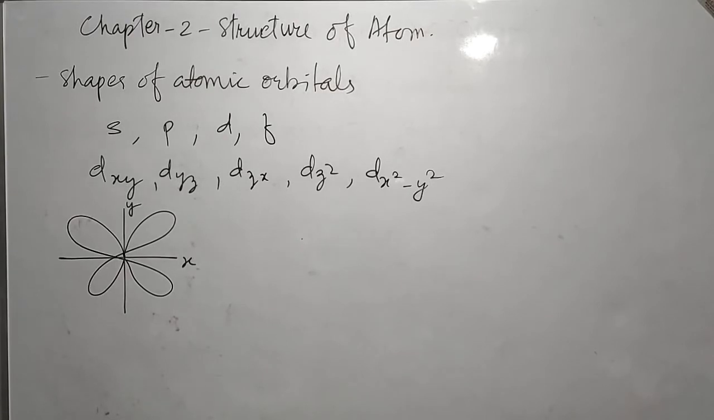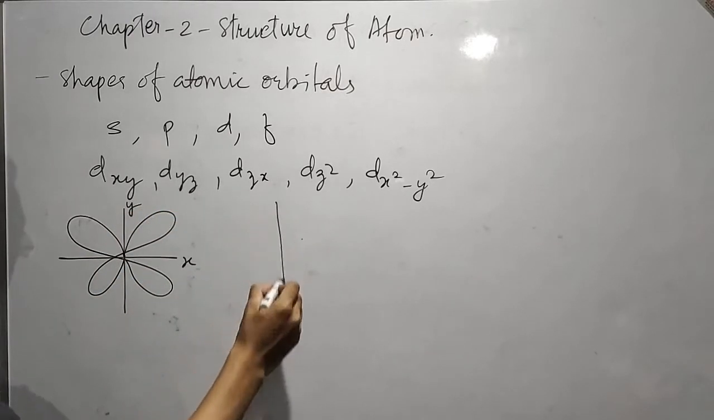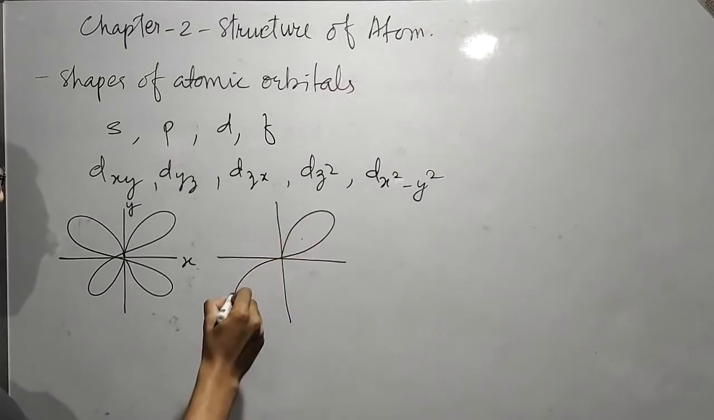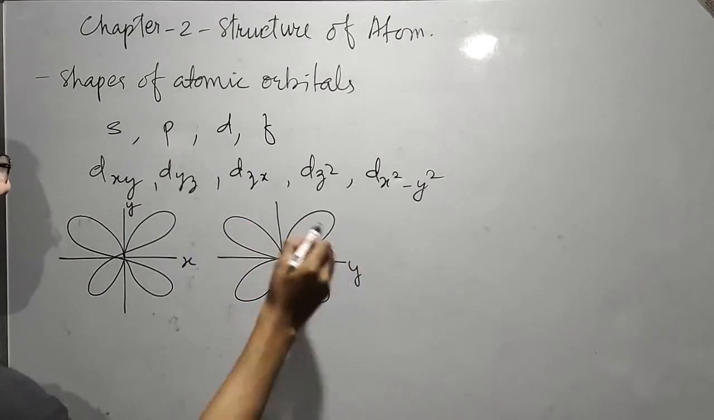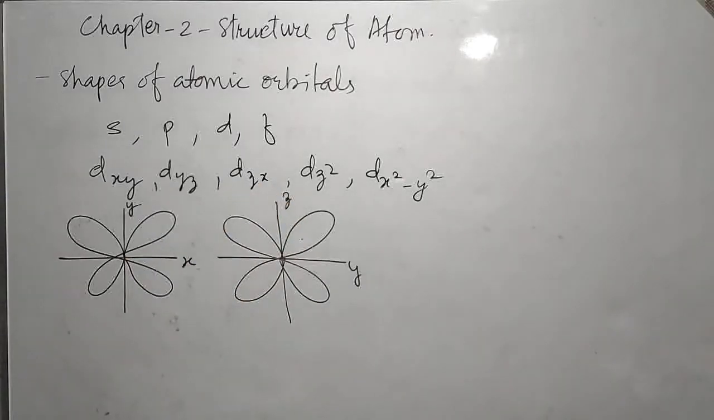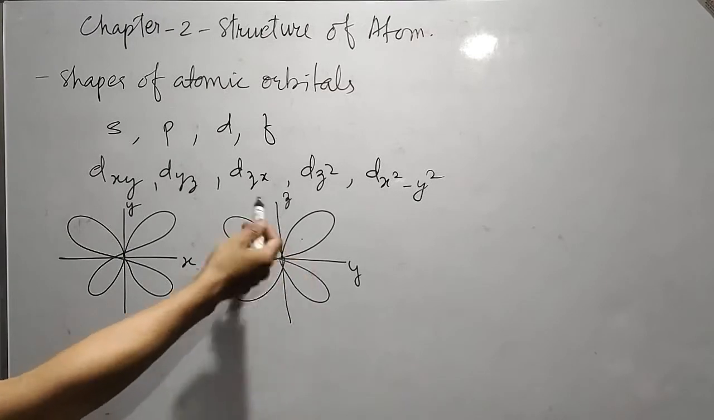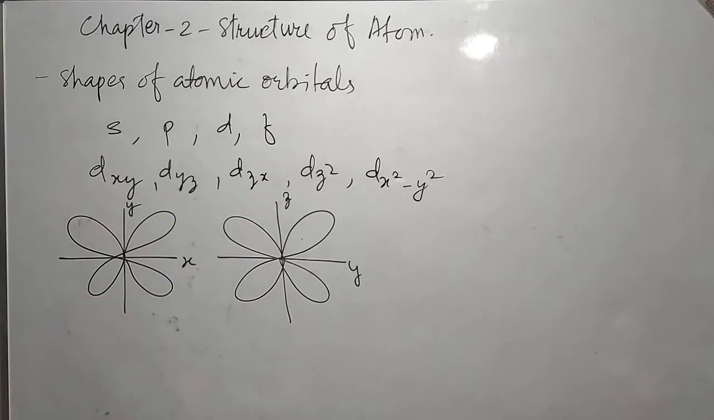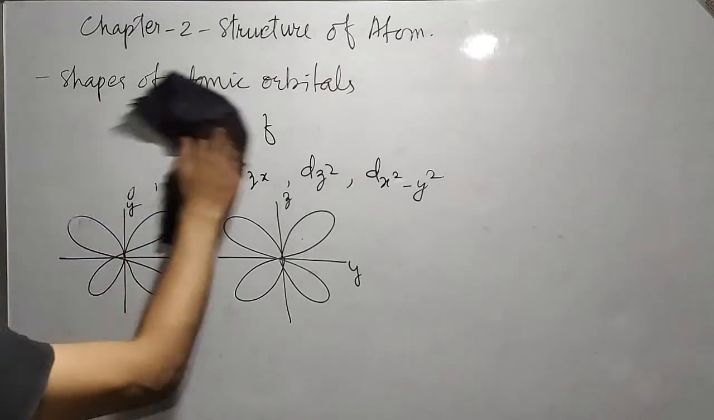If it is dyz, then the shape will be like this. The loops will be between the two axes, that is of y and z, or here x and y, here y and z, and for z and x, and so on. Now I want you to find out the structures or the shapes of dz square, dzx, and dx square minus y square. Now moving on to the next one, that is the Aufbau principle.